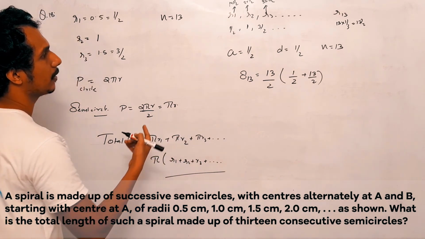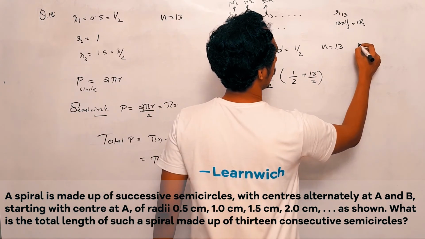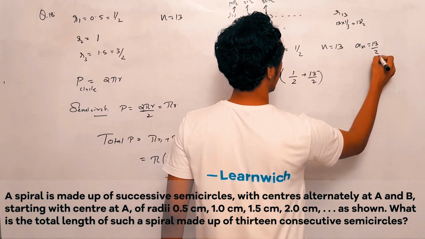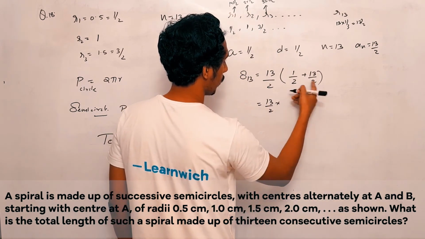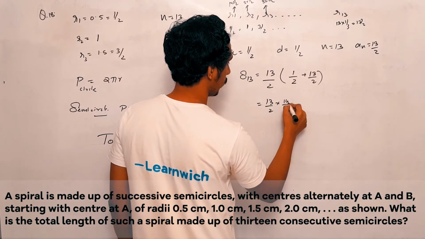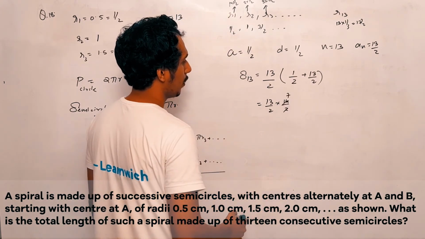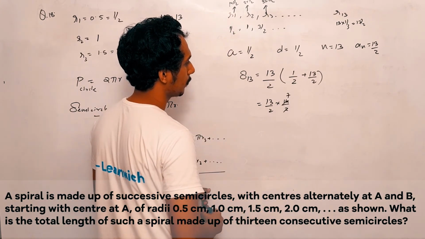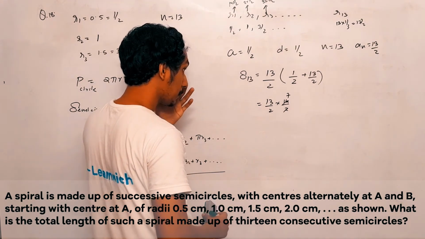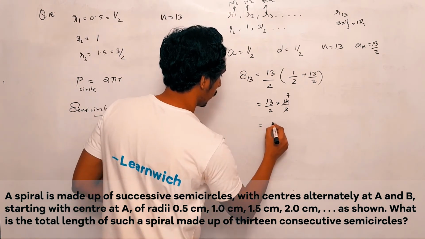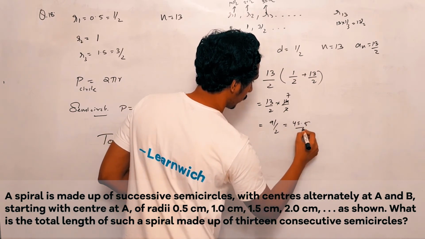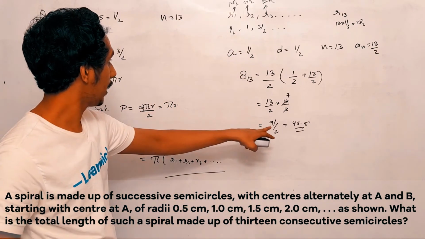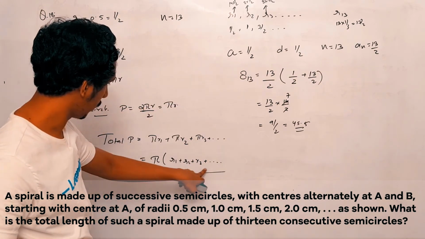So I'll write that here also. An equal to 13 by 2. Now solve. So you get 13 by 2 into 14 by 2. This is 7. So that will be 91 by 2. Or you can simply write 45.5. Yeah. So that is the sum of this.